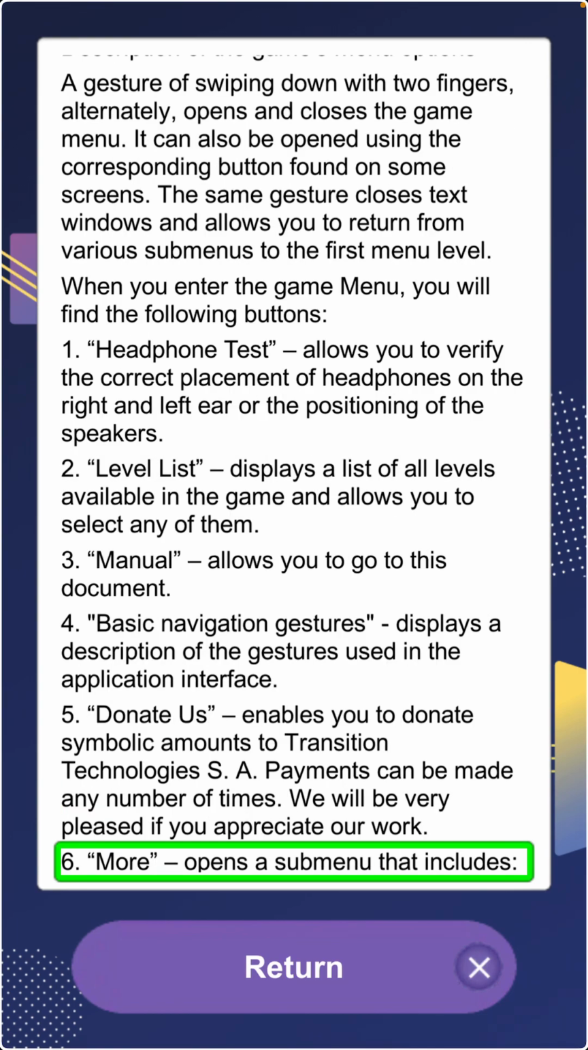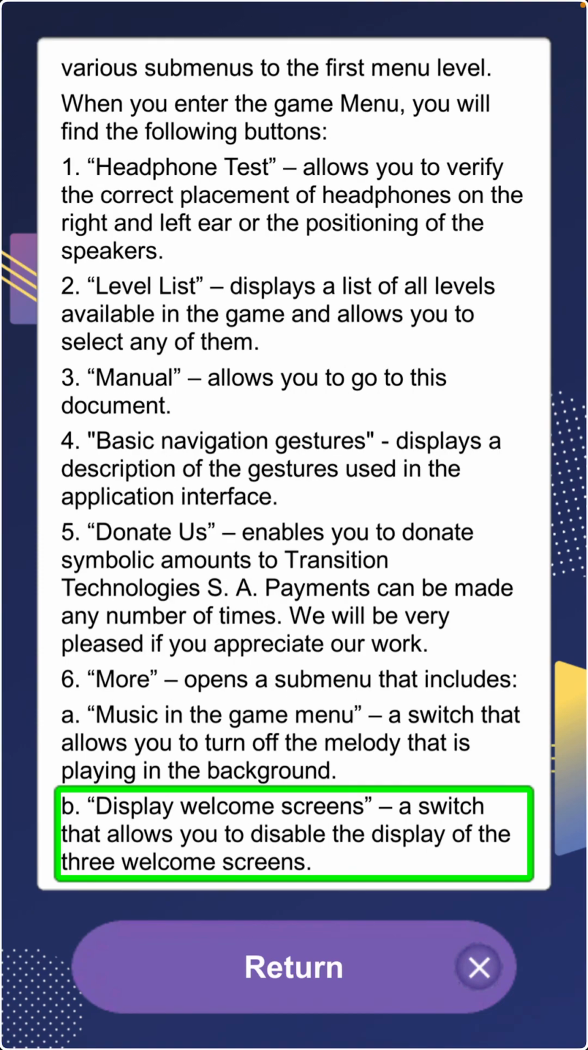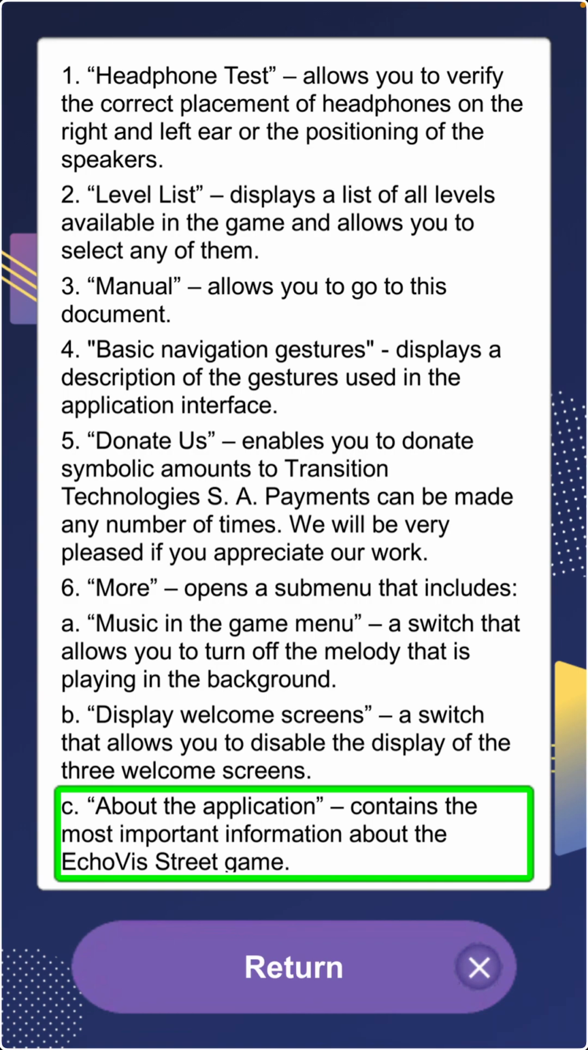6. More opens a submenu that includes: A. Music in the game menu, a switch that allows you to turn off the melody that is playing in the background. B. Display welcome screens, a switch that allows you to disable the display of the three welcome screens. C. About the application contains the most important information about the EchoVis Street game.